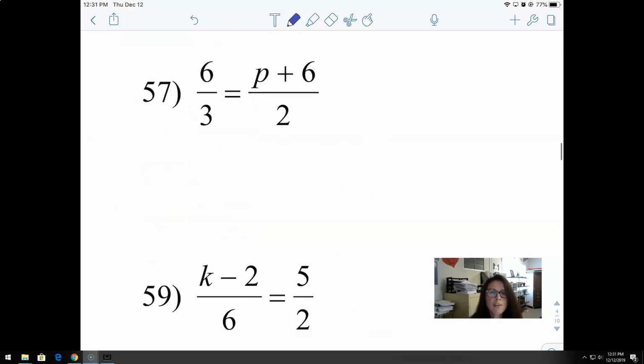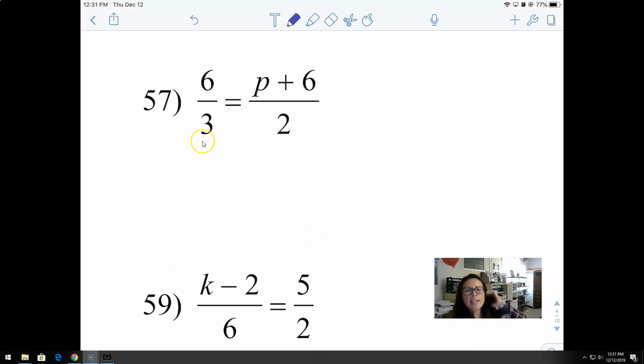The reason I want to point out number 57 is you might get something like this where they're trying to say, is there an excluded value? But because there's a variable up top, it's okay. You just can't have them in the bottom. So don't let them think that because you see a variable, there's an excluded value of negative 6. That's not true. Only down here in the bottom. So because we have constants, there is no excluded value.